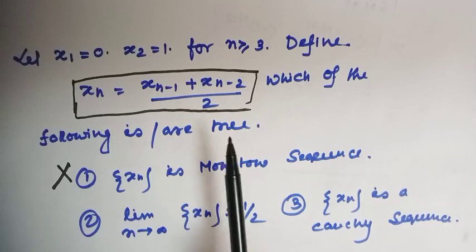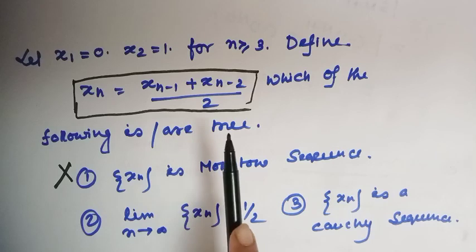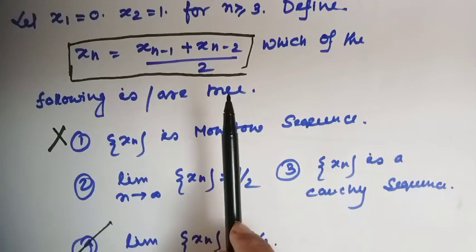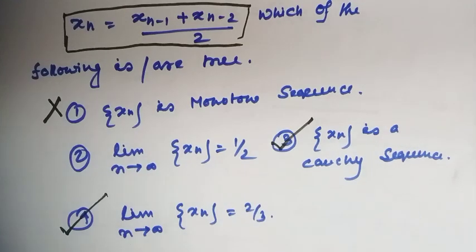Since the limit of this recurrence relation exists, that means this sequence is a convergent sequence, and all of us know if a sequence is convergent, then it must be Cauchy. So option 3 is also right. Okay. Well.